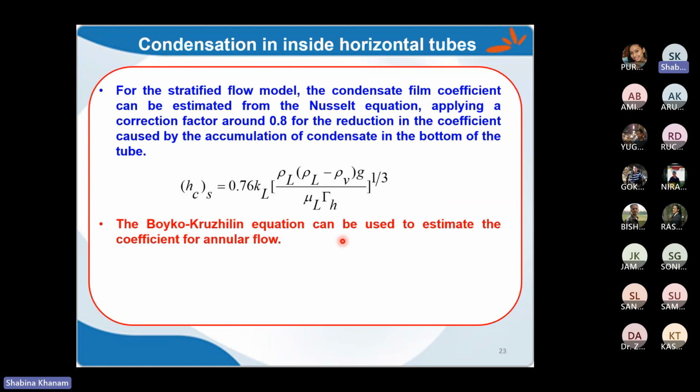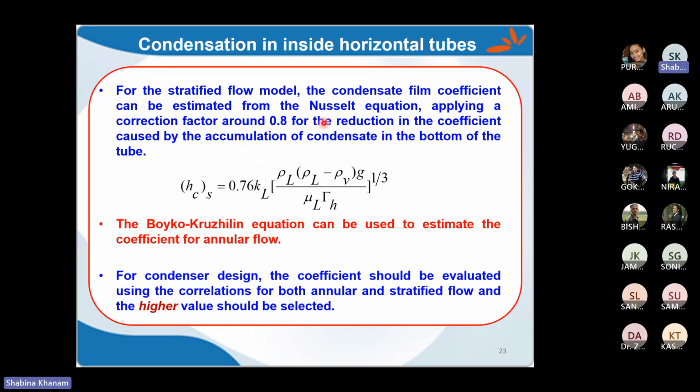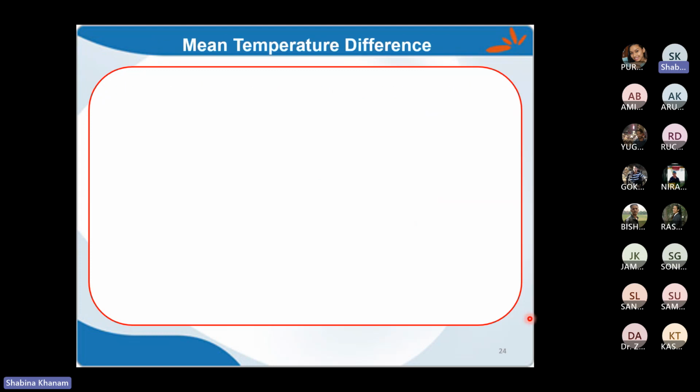However, for annular flow you can use the Boyko-Kruzhilin correlation. You will calculate the heat transfer coefficient using both methods, and you need to choose the higher one. In that way you can calculate the heat transfer coefficient of a horizontal tube when condensation is occurring inside the tube. So that is about the heat transfer coefficient in different conditions. In all four conditions we have calculated.